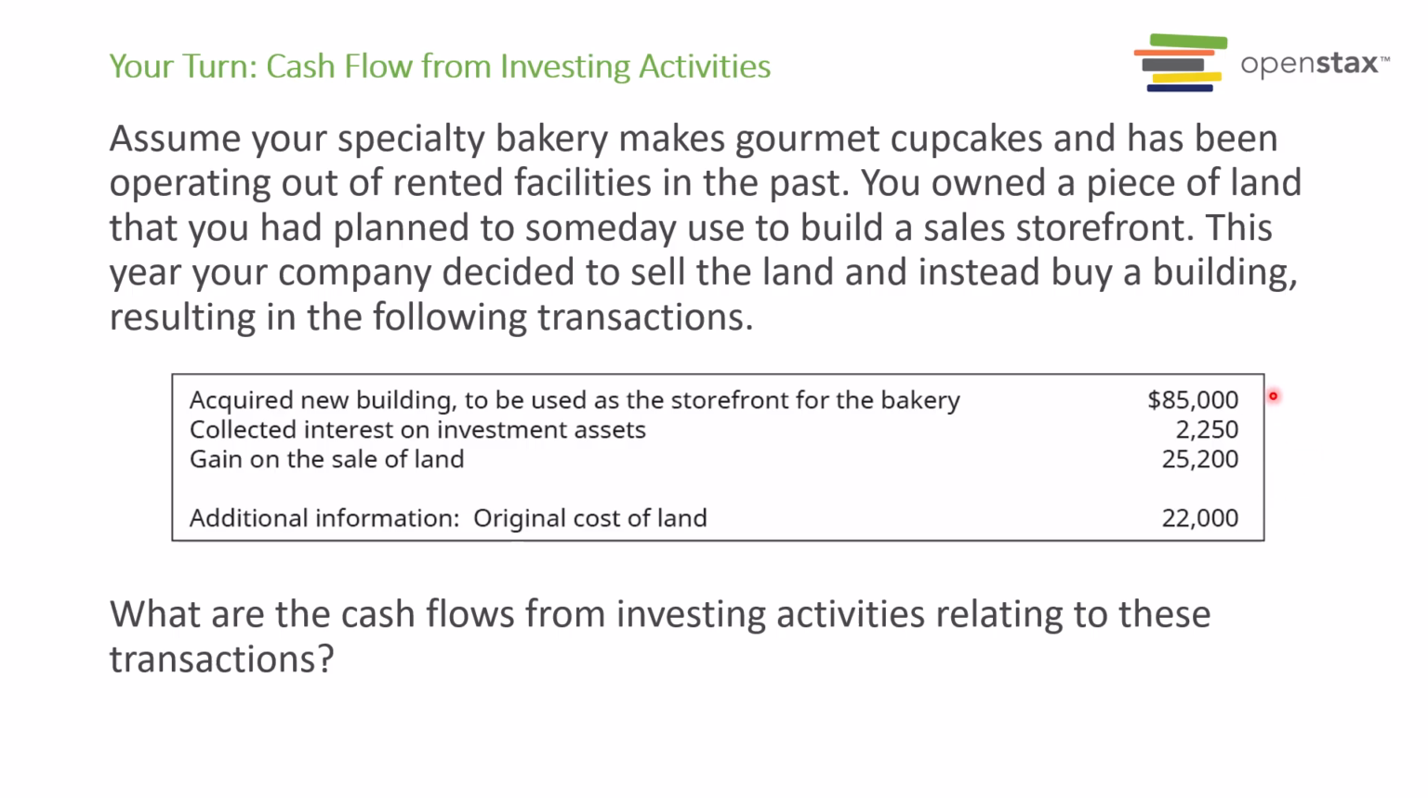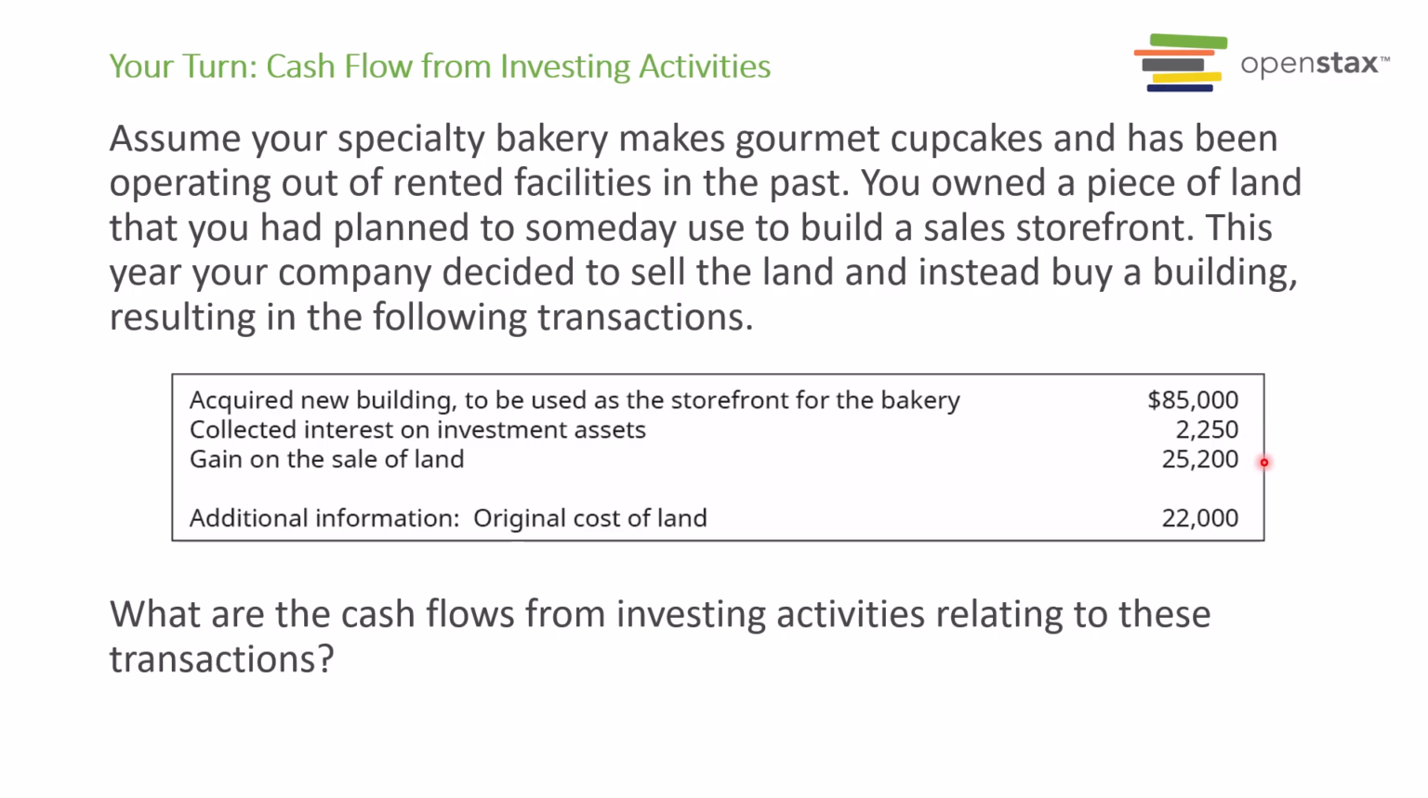First, we would show the purchase of this building, if we bought it with cash, as a cash outflow of $85,000. So negative $85,000, or $85,000 in parentheses. This section does not include interest on investment assets, so we would ignore that piece of information. Accounting is fabulous at giving us more info than we need. Just because you're given something doesn't mean you use it.